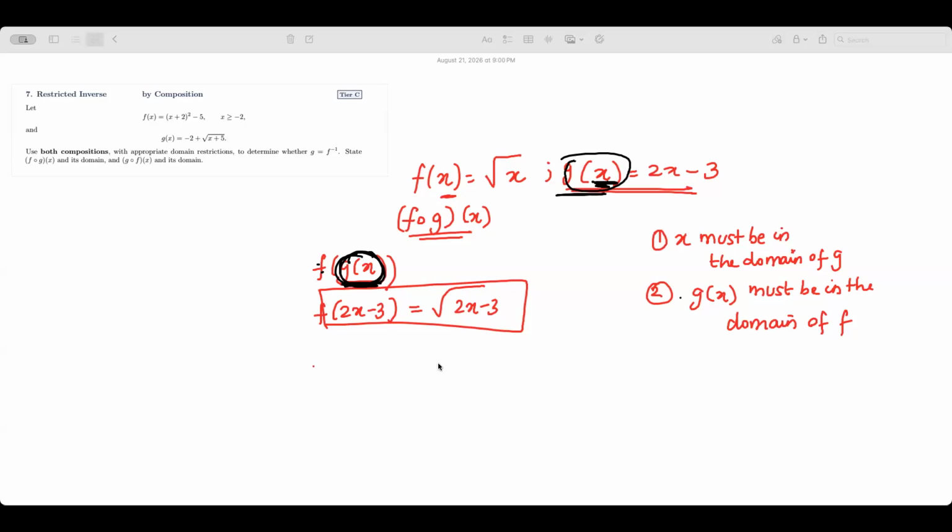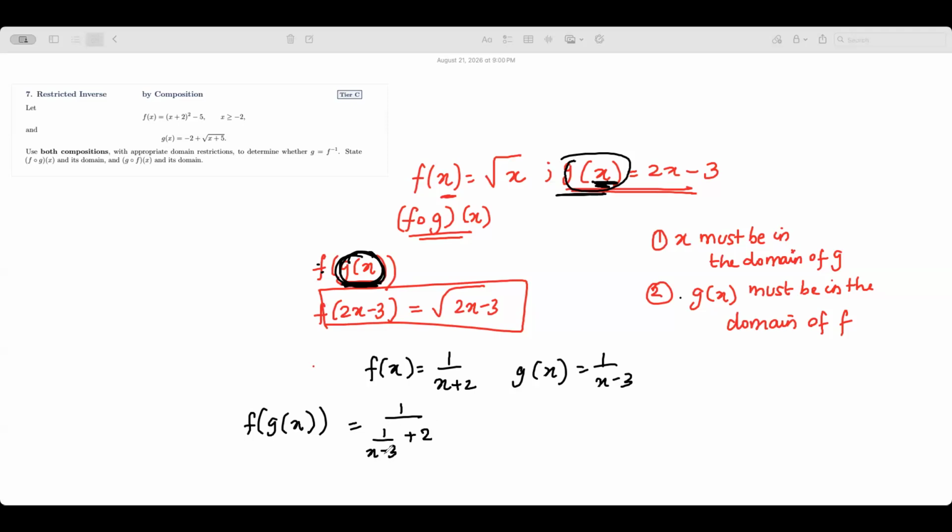We'll do this one. How about this? f of x equal to 1 by x plus 2, g of x equal to 1 by x minus 3. Let's say they've given these two functions. What is function composition? Basically, you are going to find out f of g of x. So what will you do? 1 by x minus 3 plus 2. Any questions, guys? Any questions on finding function composition?